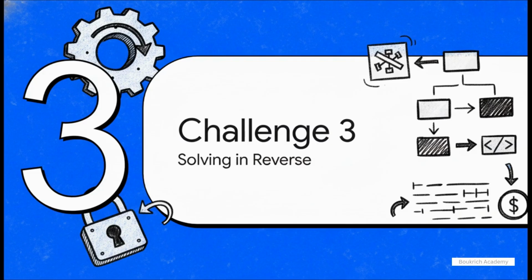So far, we've always known x, and then we found y. For our third challenge, we are completely flipping the script. What if we know the final result, and we need to find the starting point? It's time to learn how to solve the code in reverse.